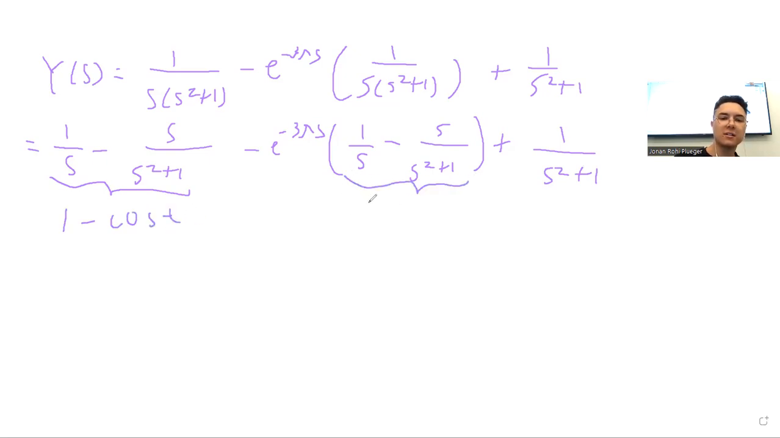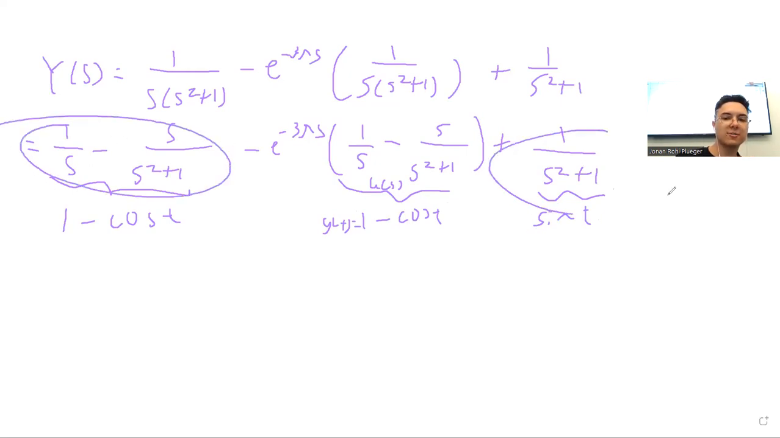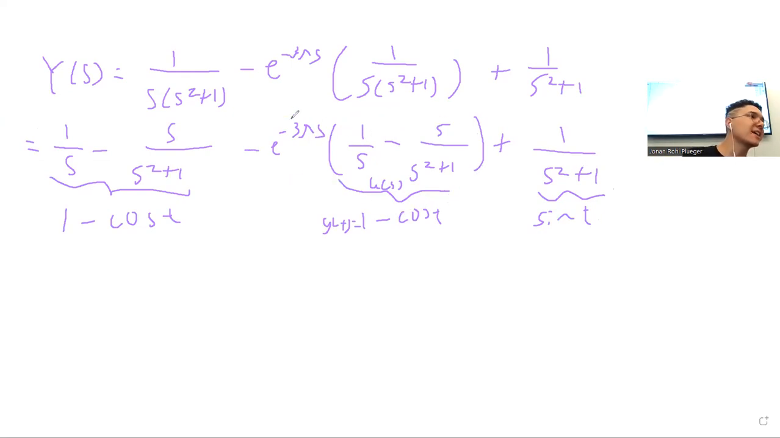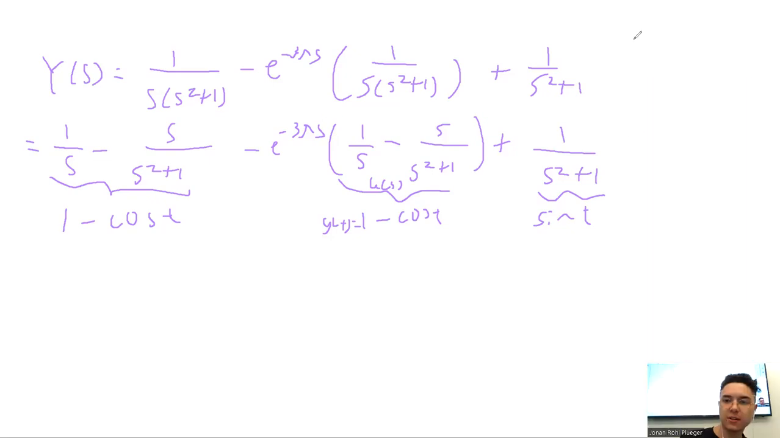This here, we'll call it capital G of s, is 1 minus cosine t. So that's g of t. And this is sine t. Wait, you Laplace transform it? Well, I'm doing the inverse Laplace transform on each of these terms. Oh, inverse. Yeah, but we're looking at this one right now because there's an e to the negative 3 pi s. So we have to refer to our table, which I will put up here.